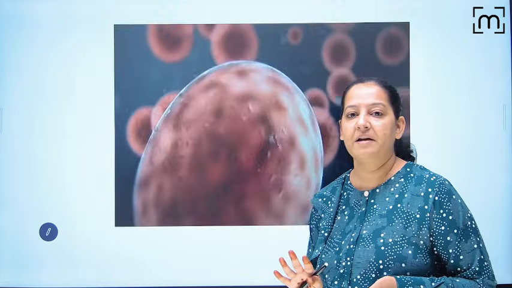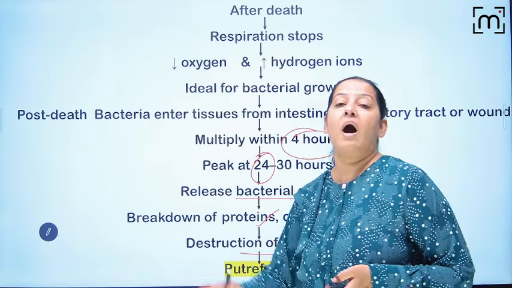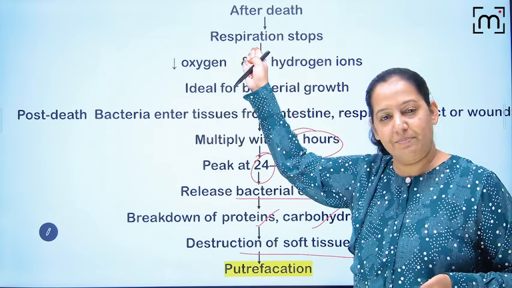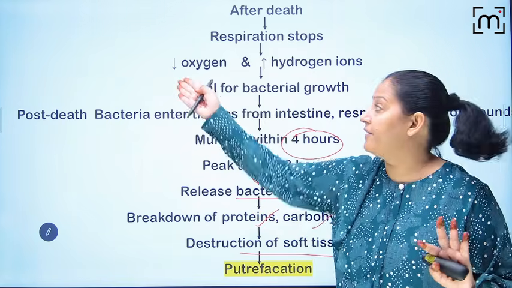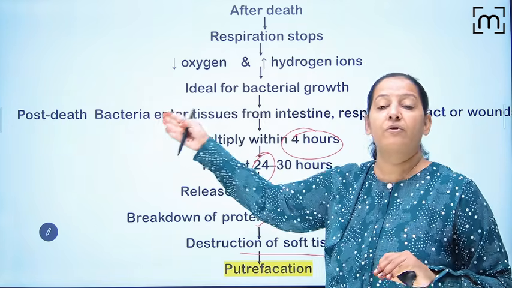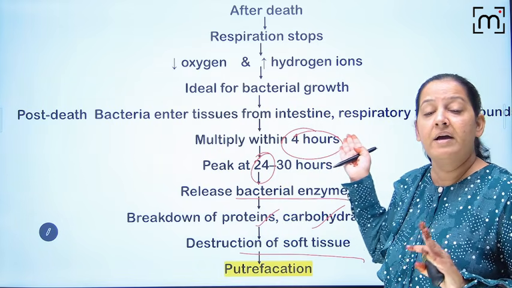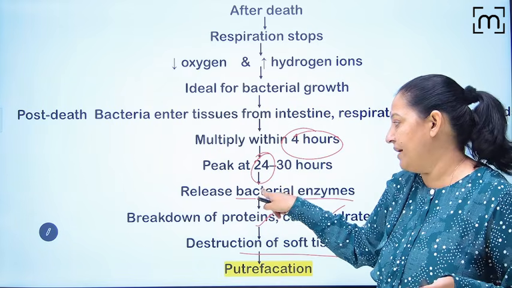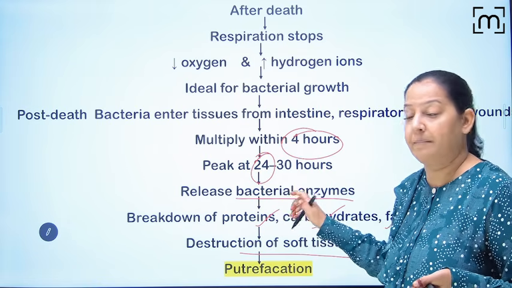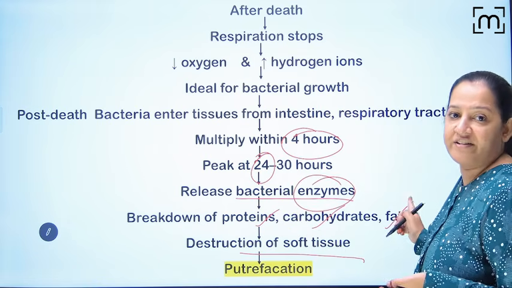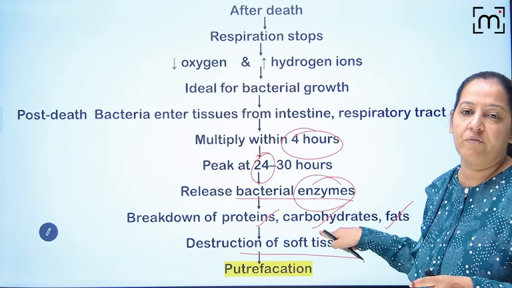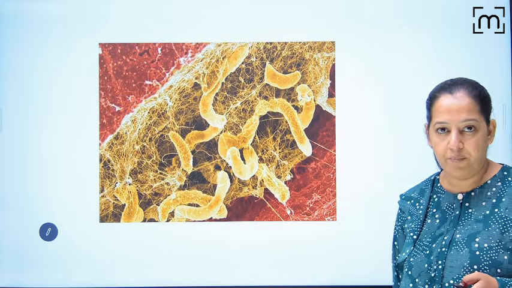So what is happening in the dead body? After death, the respiration stops. Since the respiration stops, oxygen falls and hydrogen ions are high. It is an ideal condition for bacterial growth. Bacteria from the intestine, respiratory tract, or wound multiply. In 4 hours they start, in 24 hours they peak. Then they release enzymes, and those bacterial enzymes break down the carbohydrate, fat, and protein. This causes destruction of the soft tissue, and this leads to putrefaction.